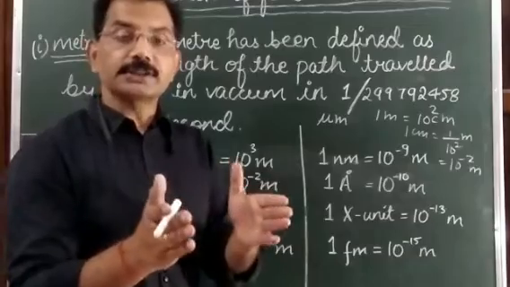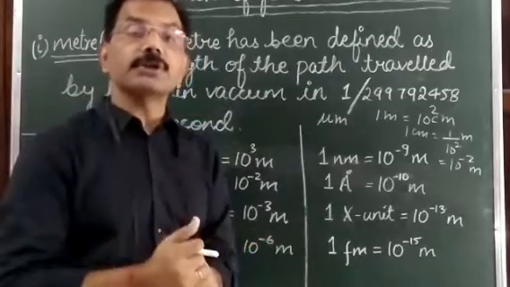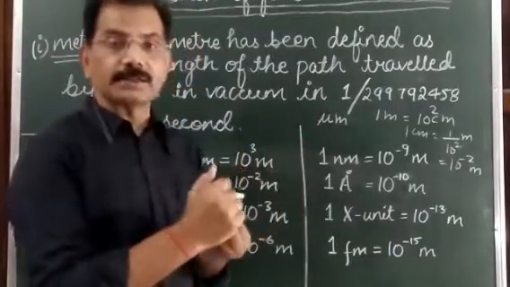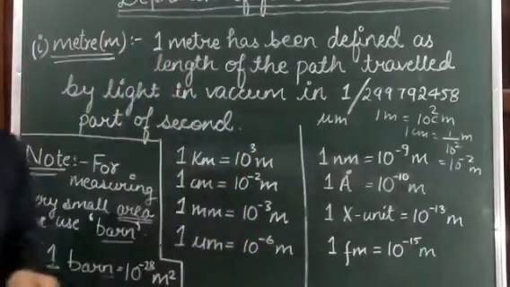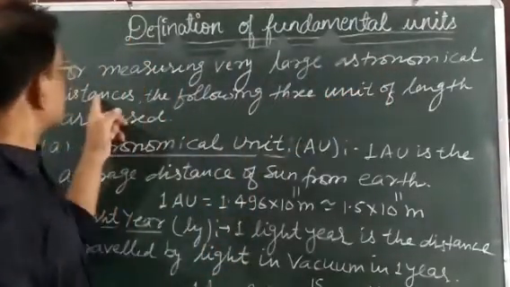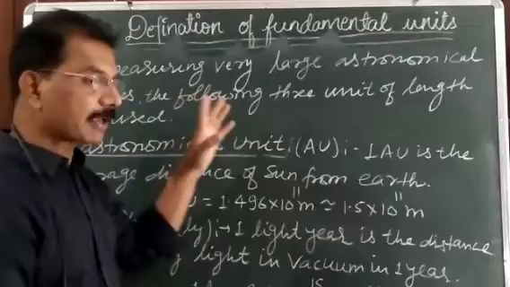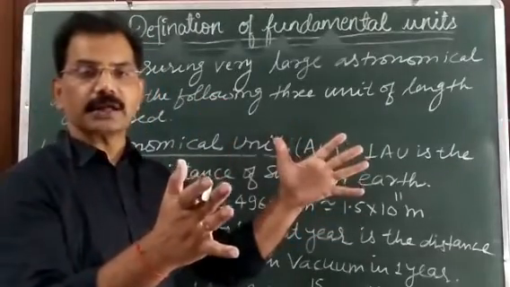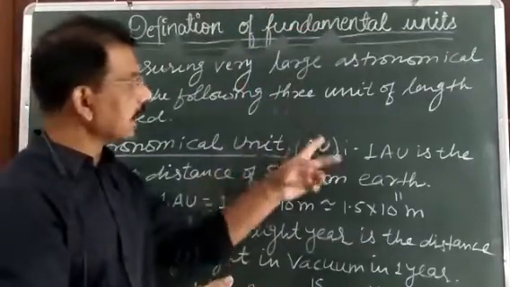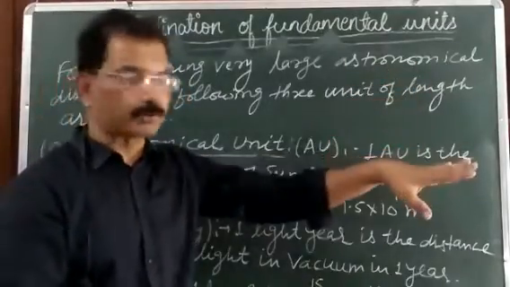But if you want to measure the distance from Earth to Moon, Earth to Sun, this one is called astronomical unit. So, beside this one, there are some astronomical units. For measuring very large astronomical distances, the following 3 units of length are used. अभी हमने बताया स्मॉल डिस्टेंसेस को मेजर करने के लिए, लेकिन जब बहुत बड़ी डिस्टेंसेस को मेजर करना हो तब उसके लिए हम 3 ये यूनिट यूज में लेते हैं और उसको कहते हैं एस्ट्रोनॉमिकल यूनिट्स.